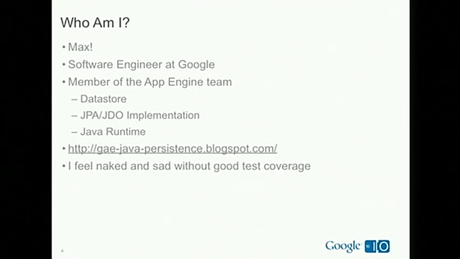OK, so a little bit about me. I'm a software engineer at Google. I work on the App Engine team. I do things related to persistence. I work on the data store. I work on the JPA and JDO implementations that ship with the Java SDK. I do various things related to the Java runtime.